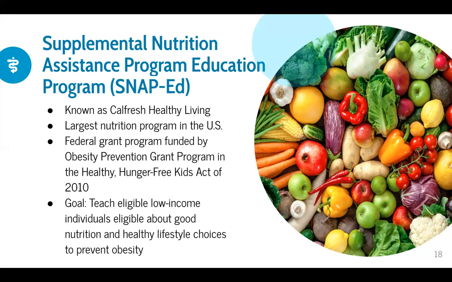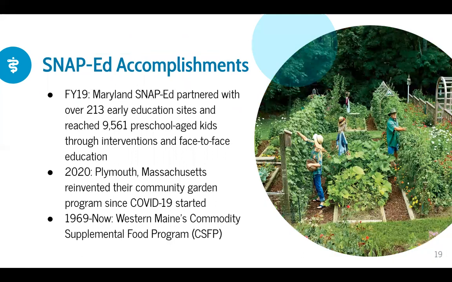45% of low-income Californians were unable to afford enough food in 2016, and 61% of low-income California adults are overweight or obese. Thanks to SNAP Ed, 1/3 of Californians, or 12.6 million individuals, are SNAP Ed eligible. Here are some recent SNAP Ed accomplishments. SNAP Ed taught preschool kids about nutrition and physical activity through interventions and face-to-face education in Maryland, and provided safe and healthy food for residents in Plymouth, Massachusetts during the COVID-19 pandemic.